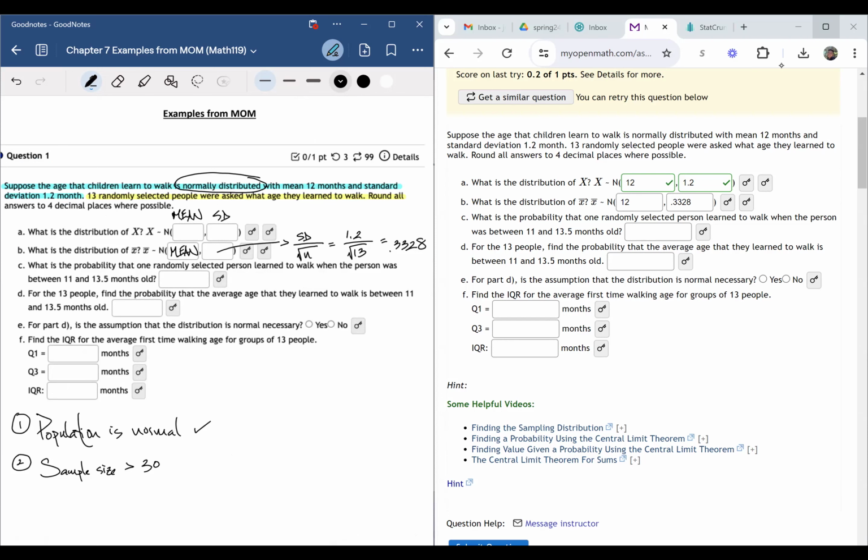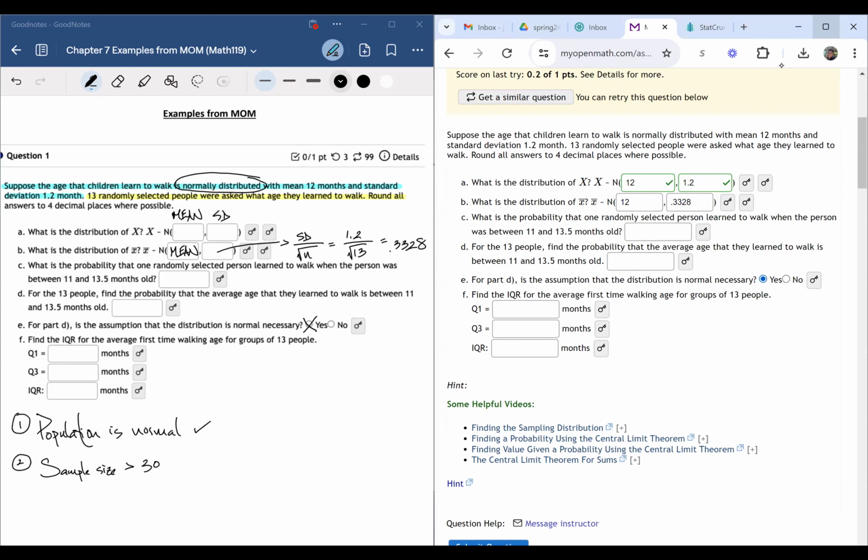All right. So, in other words, we have to know that this is normally distributed. And that is actually our answer in part E. Okay. So it says, is the assumption that the distribution is normal necessary? And we're going to go ahead and click yes because we don't have a sample size larger than 30. Now, if I said it's normally distributed and I had 31 randomly selected people, then my sample size is bigger. I don't actually need to know that it is normally distributed.